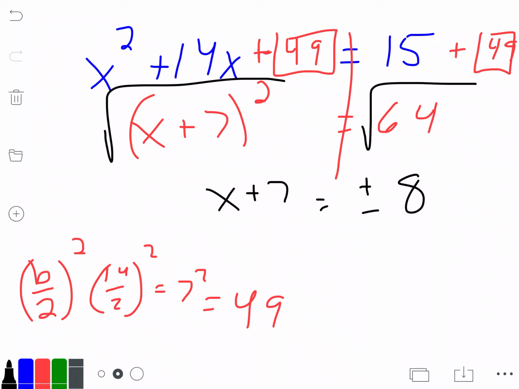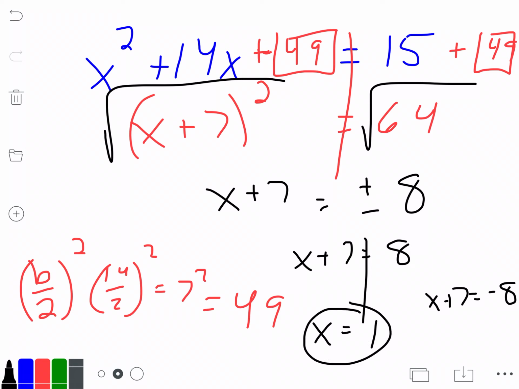So now this breaks up into two different equations. You're going to get x + 7 = 8, and then x + 7 = -8. Now when we solve this, we're going to get x = 1, because we're going to subtract 7 from both sides. Now we're going to subtract 7, x = -15. So those are your answers for example 2.